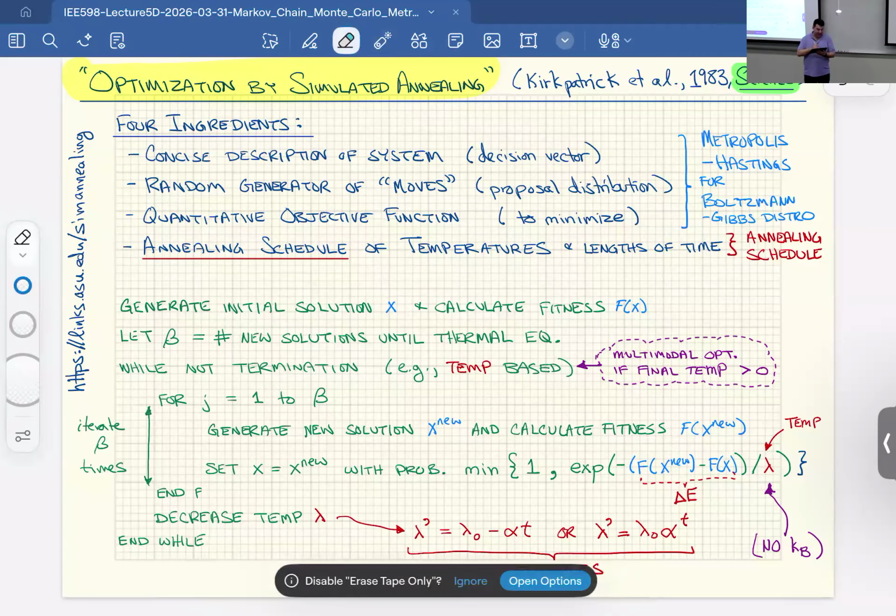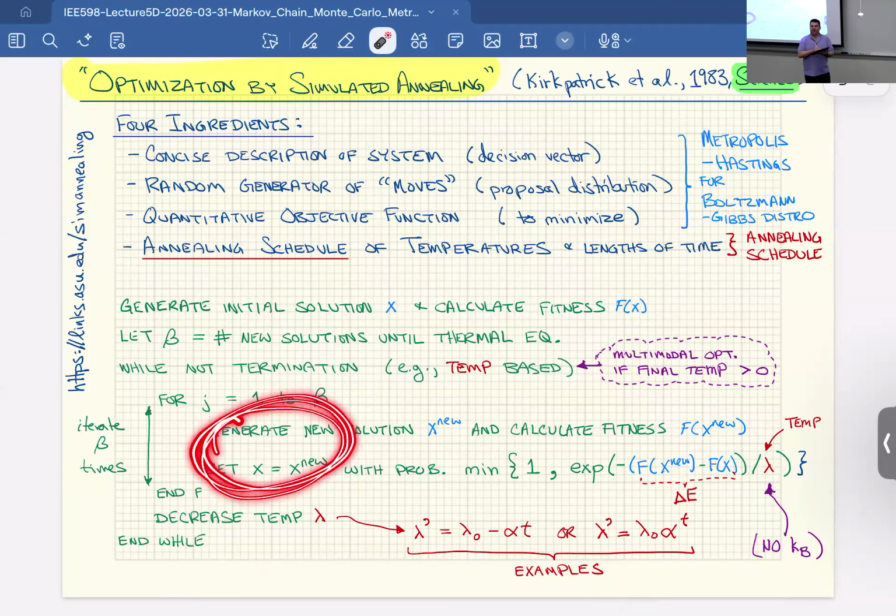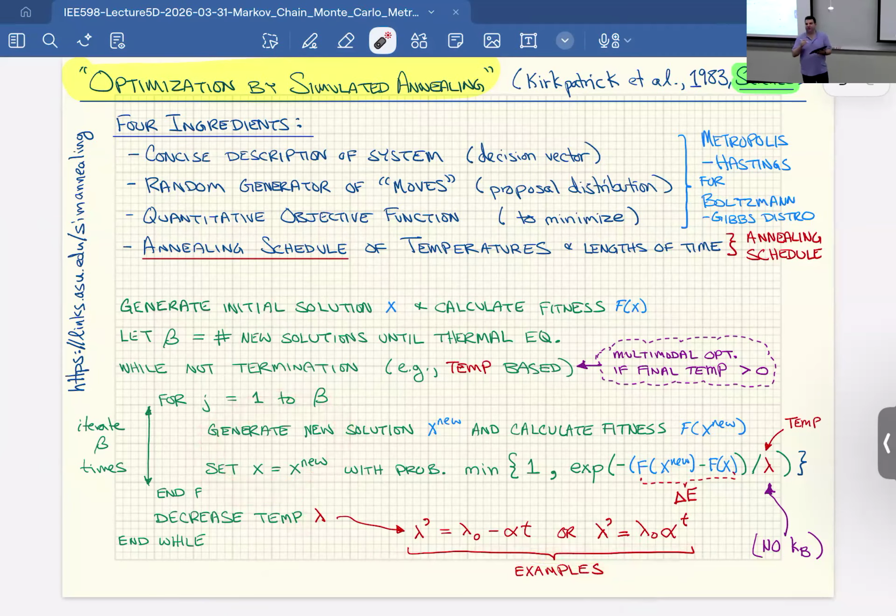And that's basically it. That's simulated annealing right there. It's just doing beta draws from Metropolis Hastings at a particular temperature, decreasing the temperature in a predictable way, and then doing another beta draws and doing that over and over again until you get to your coldest temperature. Then you end the algorithm, and whatever X is remaining is your optimizer.